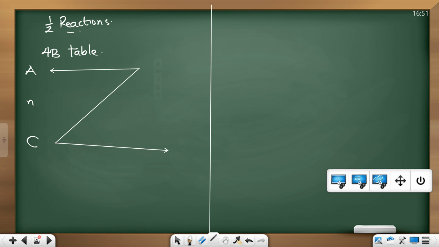When you're writing your reactions, what happens at the anode? Oxidation. I'll go from my right to the left direction. When I'm writing my cathode, what happens at the cathode? Reduction. So I go from the left to the right. Does that make sense? Okay.